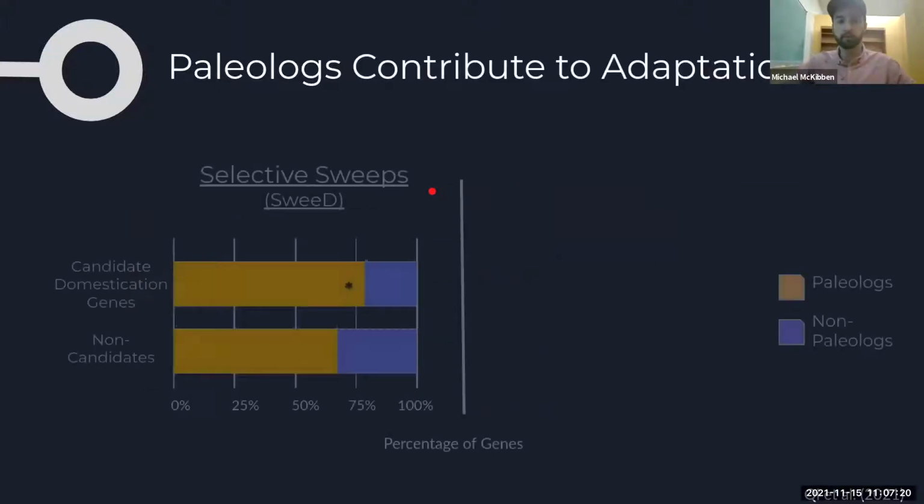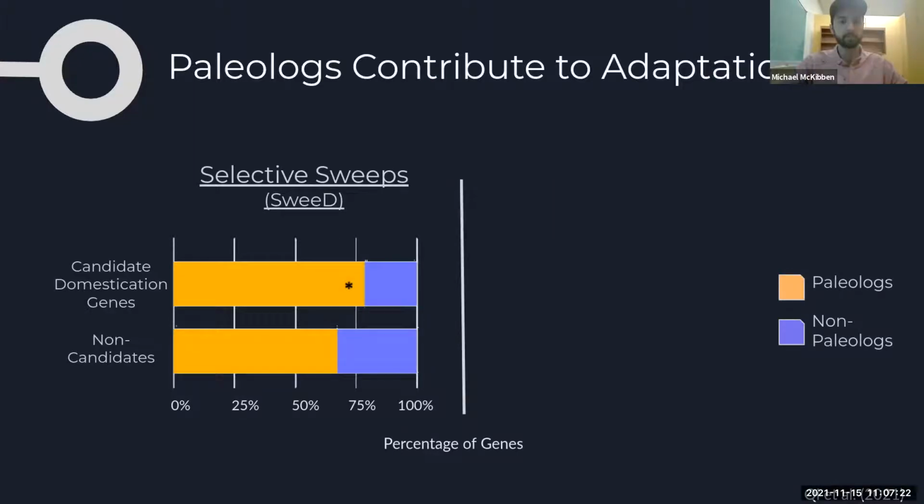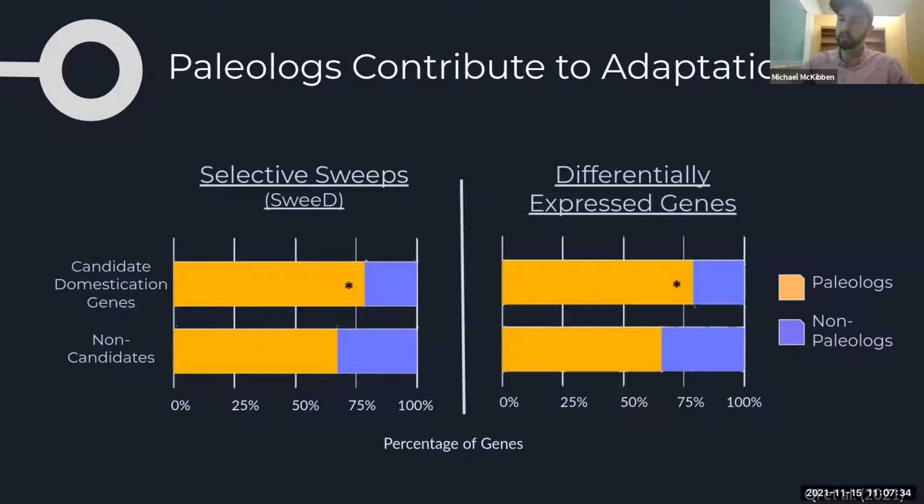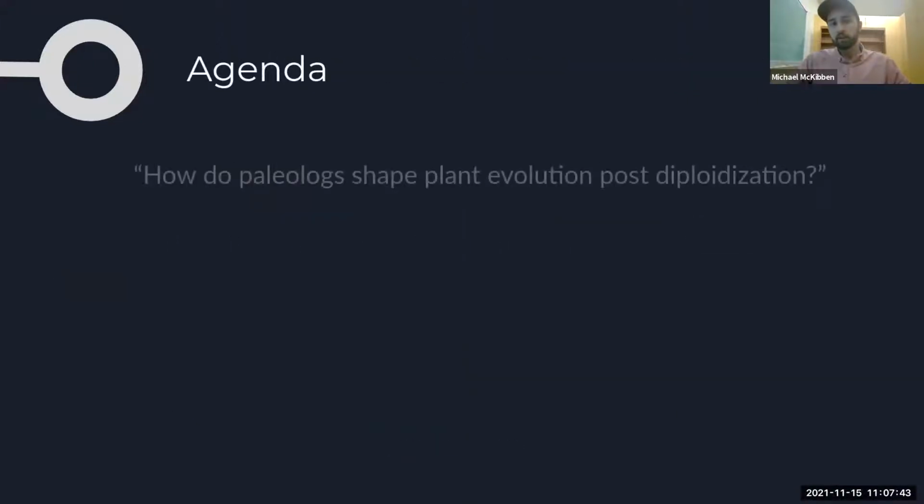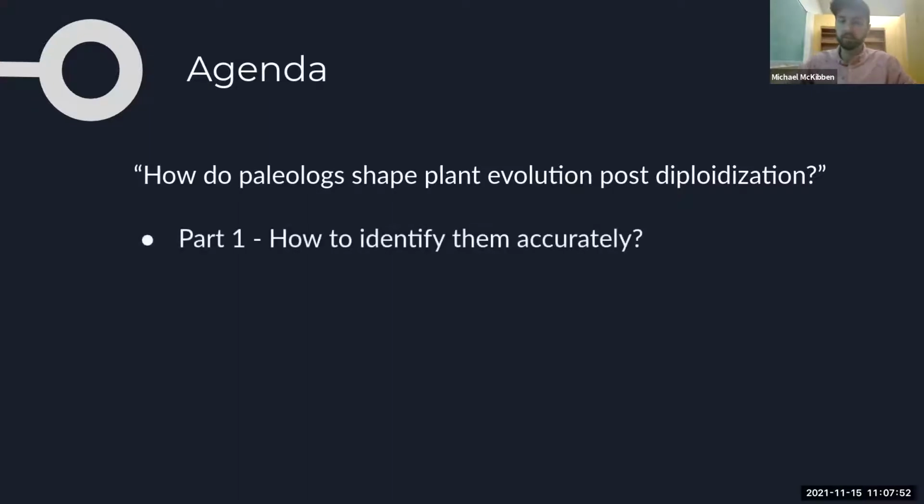Recent work by myself and my lab in Brassica rapa, a crop species, noted that candidate genes associated with domestication were significantly enriched with paleologs. Similarly, genes that were differentially expressed between the many cultivars of Brassica rapa were also significantly enriched with paleologs. This raised a series of questions in my brain surrounding how paleologs might shape plant evolution post-diploidization.